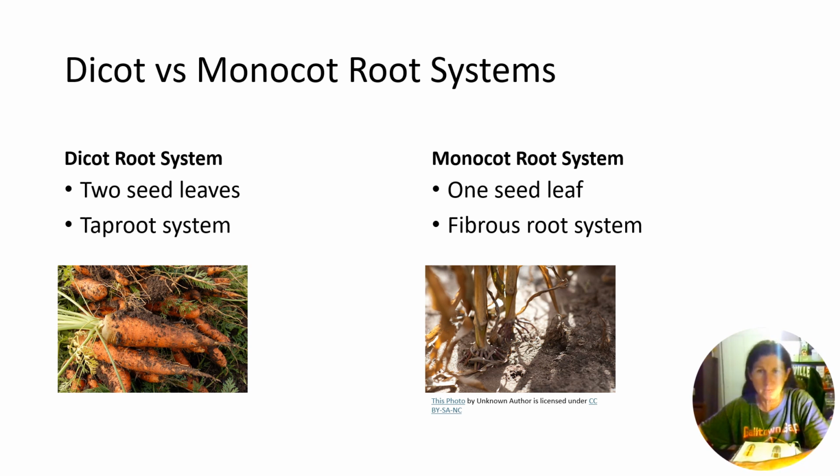Monocot root systems have 1 single seed leaf. These plants tend to have a fibrous root system. So grasses have fibrous root systems. Those have a single seed leaf that germinates from the seed.